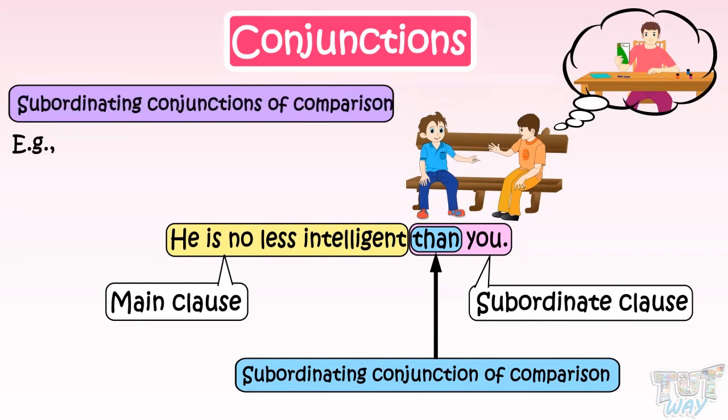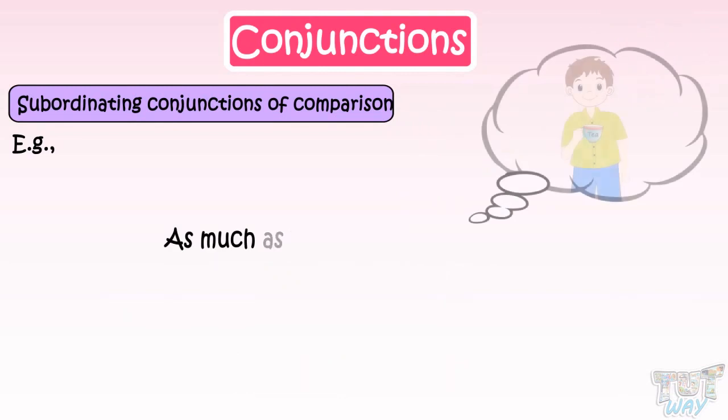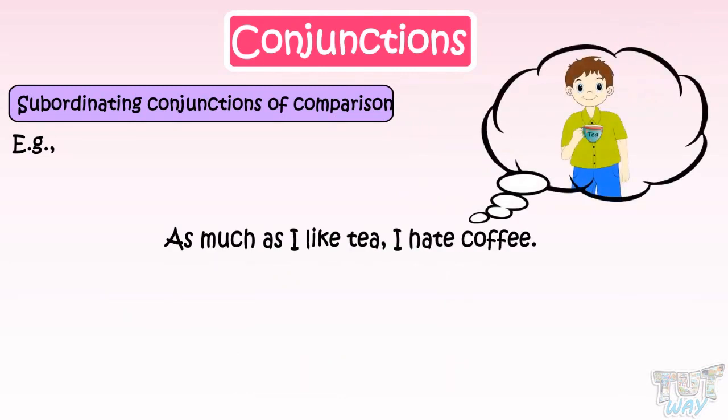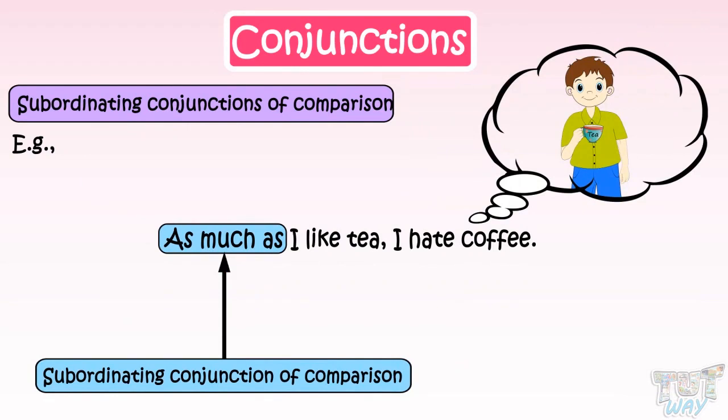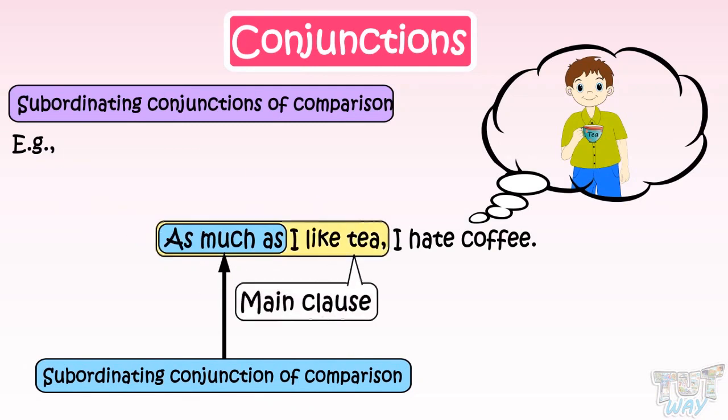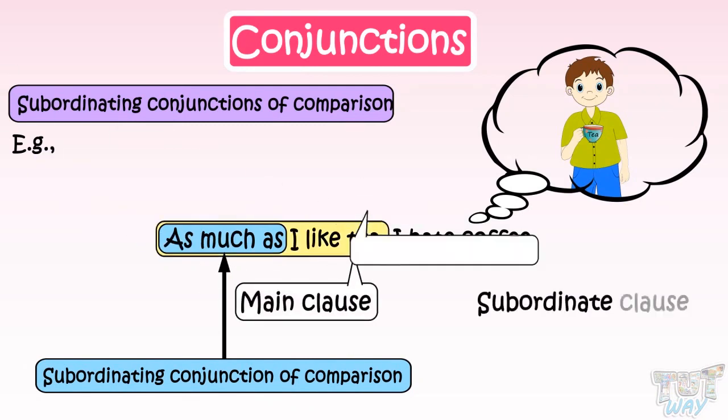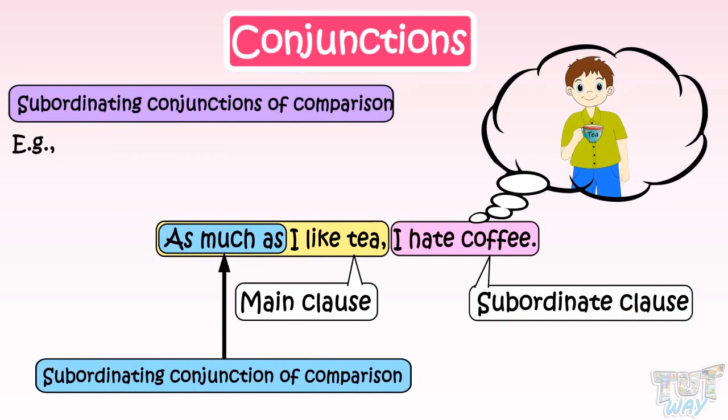Next example. As much as I like tea, I hate coffee. Here, as much as is a subordinating conjunction of comparison, as it is connecting a main clause, as much as I like tea, and a subordinating clause, I hate coffee.